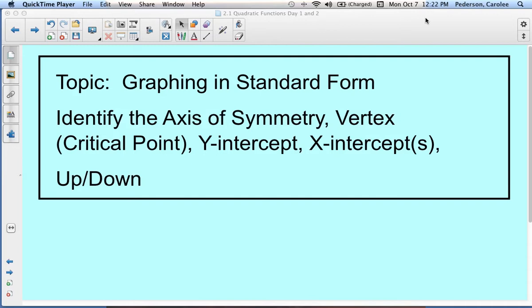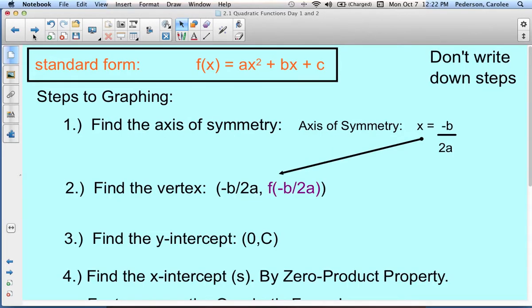This is graphing in standard form of a quadratic function, identifying the axis of symmetry, the vertex, the y-intercept, any x-intercepts, and does it open up or down. If you wanted to take the time to write down the slide now, you could do so, but on the next slide I'm going to have all these steps set up. So I'd say you probably don't need to write them down right now.